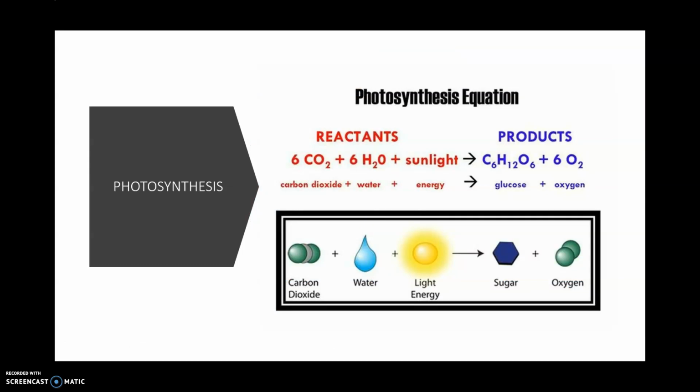Here we have a more scientific way of writing it down. It absorbs 6 carbon dioxides along with 6 waters. Then you have the sunlight energy, and it produces C6H12O6, that's glucose, and 6 oxygens.